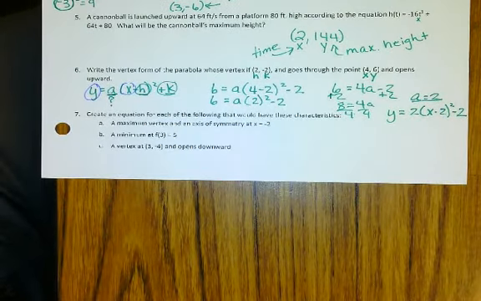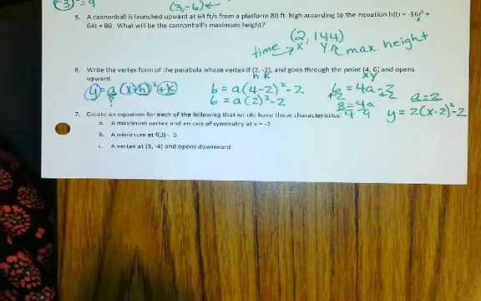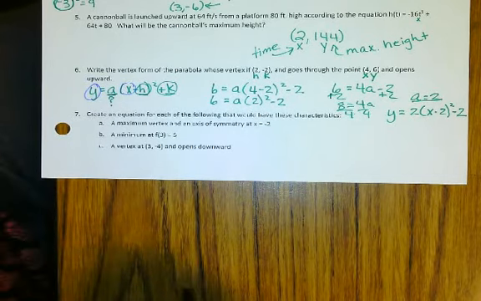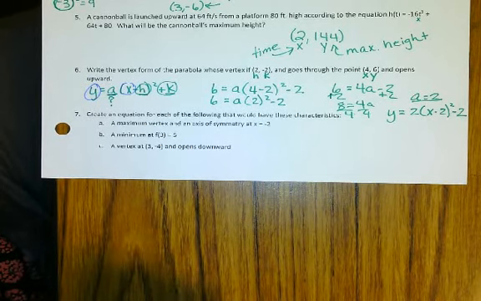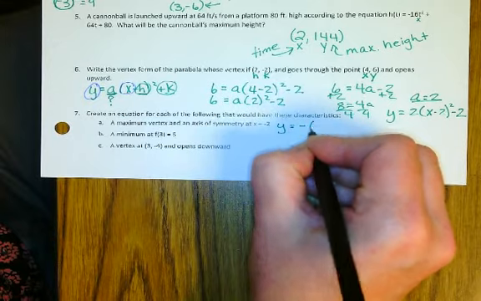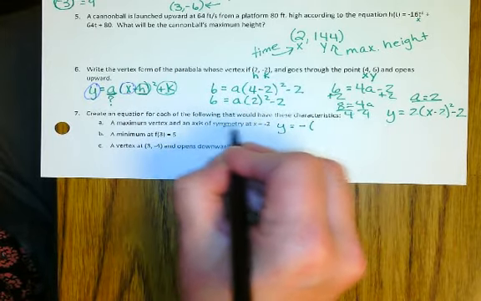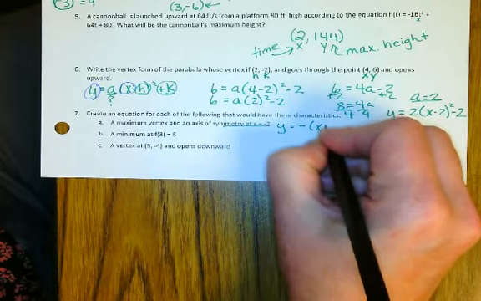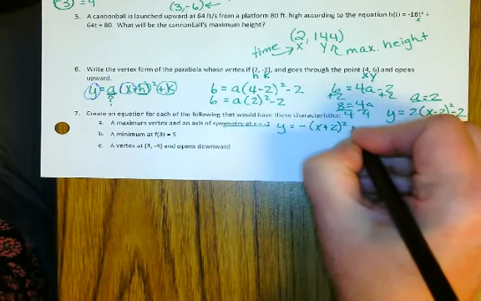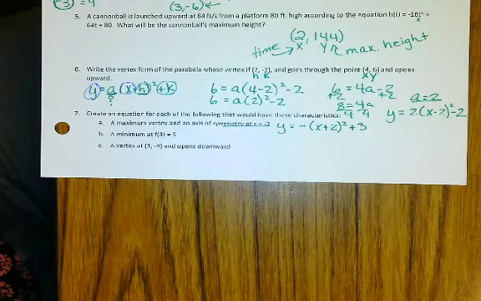Alright, on number 7, it says create an equation for each of the following that would have these characteristics: a maximum vertex and an axis of symmetry at x equals negative 2. Well, if it's a maximum, I know the A value is negative. I know that this is my H, okay, the axis of symmetry is your H, so x plus 2 squared. And then I'm just going to throw in another number here. And so that could be an example.